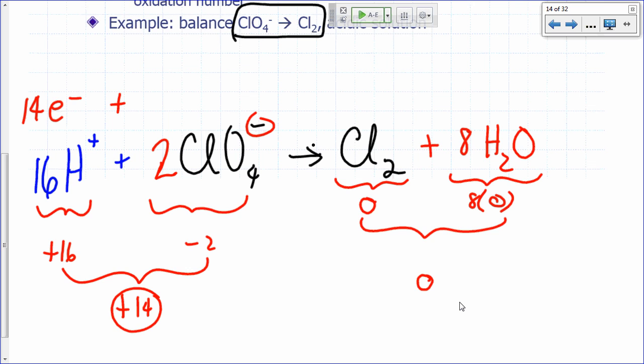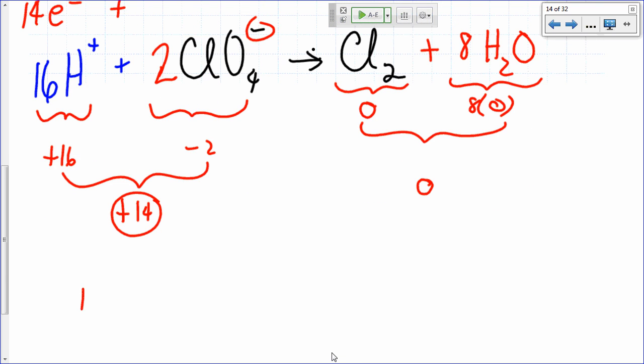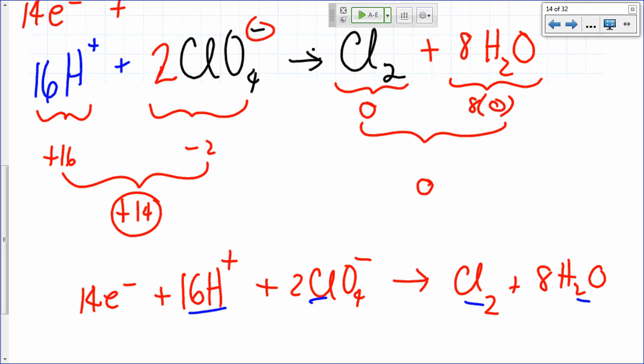Okay. So let me rewrite this. My balanced half reaction is 14 electrons plus 16H plus 2 perchlorates, 2ClO4 minus, gives you Cl2 plus 8H2O. All right. Let's make sure. We have 2 chlorines, 16 hydrogens, 8 times 2, 16 hydrogens, 2 times 4, that's 8 oxygen, 8 times 1, that's 8 oxygen. Total charge 14 on each side.